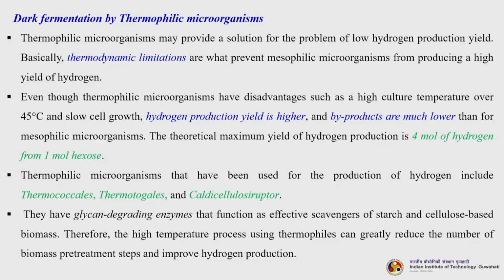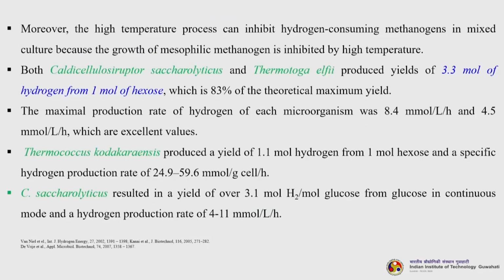The theoretical maximum yield of hydrogen production is 4 moles of hydrogen from 1 mole of hexose. Now, thermophilic microorganisms that have been used for the production of hydrogen include Thermococcales, Thermotogales and Caldicellulosiruptor. They have glycan degrading enzymes that function as effective scavengers of starch and cellulose based biomass. Therefore, the high temperature process using thermophiles can greatly reduce the number of biomass pretreatment steps and improve the hydrogen production. Moreover, the high temperature process can inhibit hydrogen consuming methanogens in mixed culture because the growth of mesophilic methanogens is inhibited by high temperature.